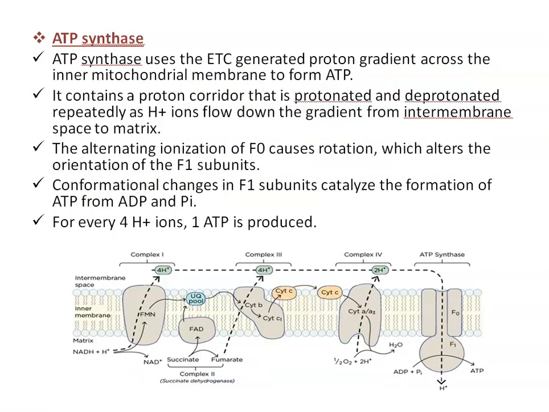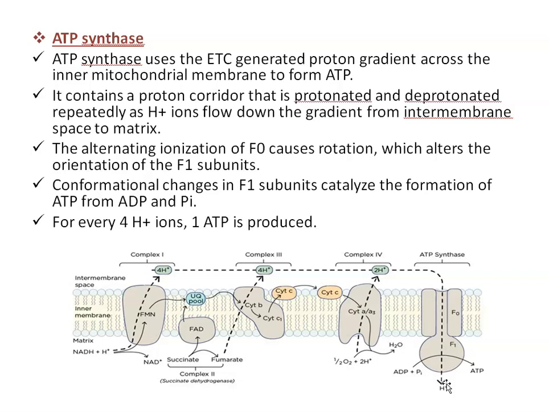Now, last is ATP synthase, also known as complex 5. It uses the ETC generated proton gradient across the inner mitochondrial membrane to form ATP. So ATP synthase contains F0 and F1 subunits, which act as a rotational motor system. F0 is hydrophobic and embedded in the inner mitochondrial membrane, you can see here. So it contains a proton corridor that is protonated and deprotonated repeatedly as proton ions flow down the gradient from intermembrane space to matrix, right?